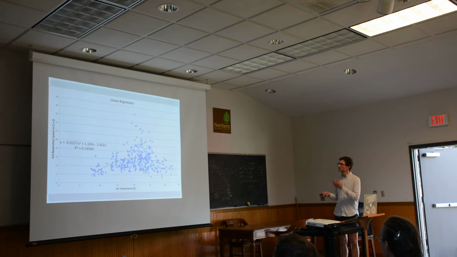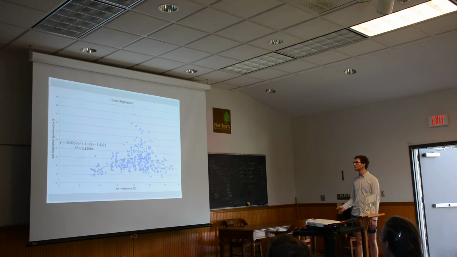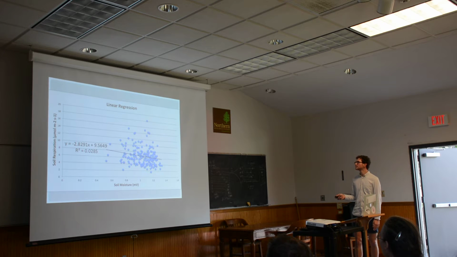And if you look at the linear regression, you see that curve where it's increasing, and then as it gets too hot, the respiration is starting to slow down a bit. And obviously that's a really crappy R-squared value, but you can at least see there's some trend here. And so here's moisture and soil respiration regression. Again, there's almost no trend here, so I didn't really read that much into this.